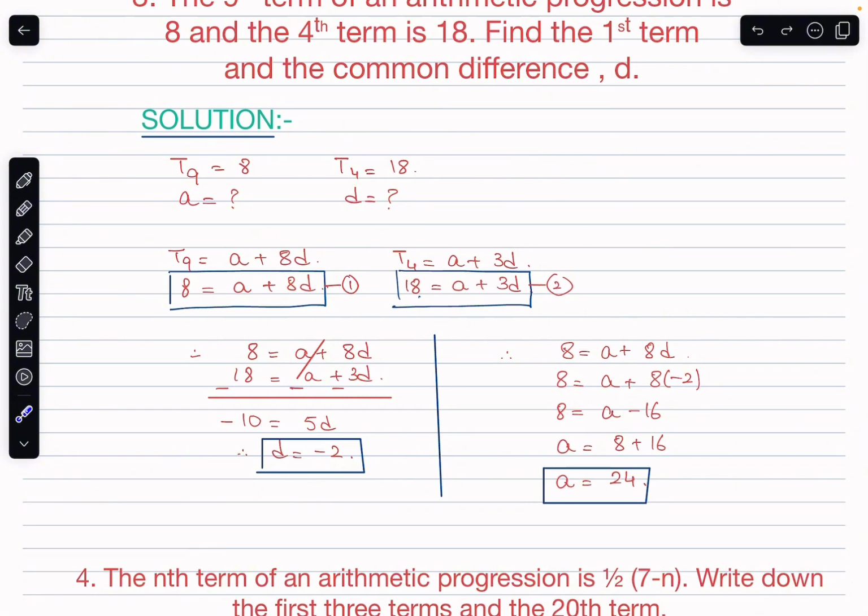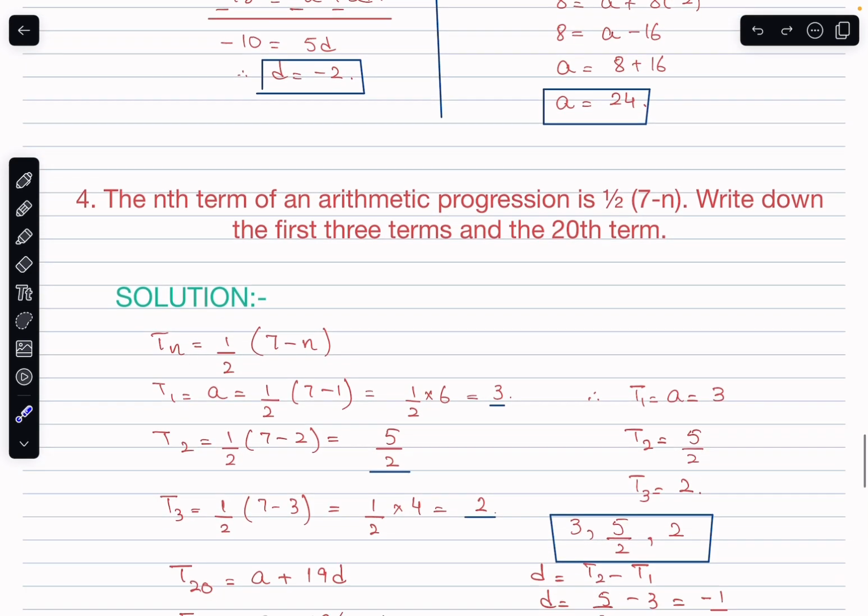So I've substituted this D in the first equation, where 8 was equal to A plus 8D. 8 will be equal to A plus 8 times D, which is now negative 2. Solving it, A is equal to 8 plus 16, and A shall be equal to 24. So this is how this question needs to be solved. Let's move to another question.